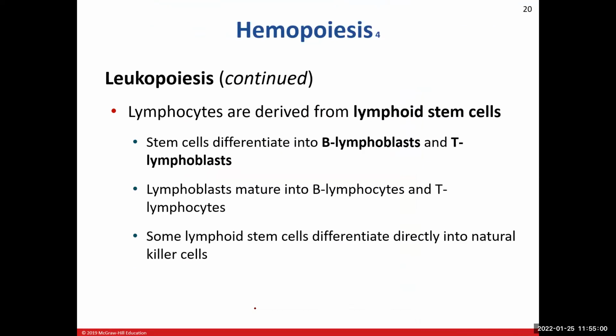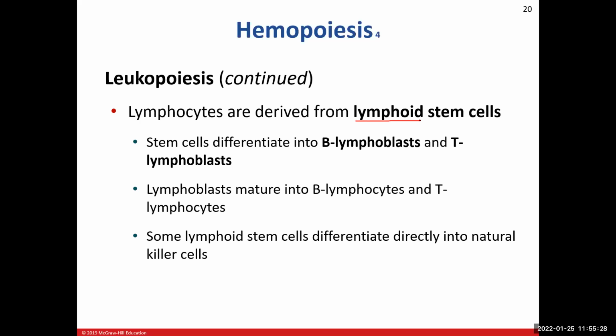Remember, leukopoiesis has to do with the leukocytes, and part of our leukocytes are our lymphocytes. But our lymphocytes come from that other type of stem cell, called the lymphoid stem cell line. This one's basic because you have two types of lymphocytes: a B lymphocyte and a T lymphocyte.